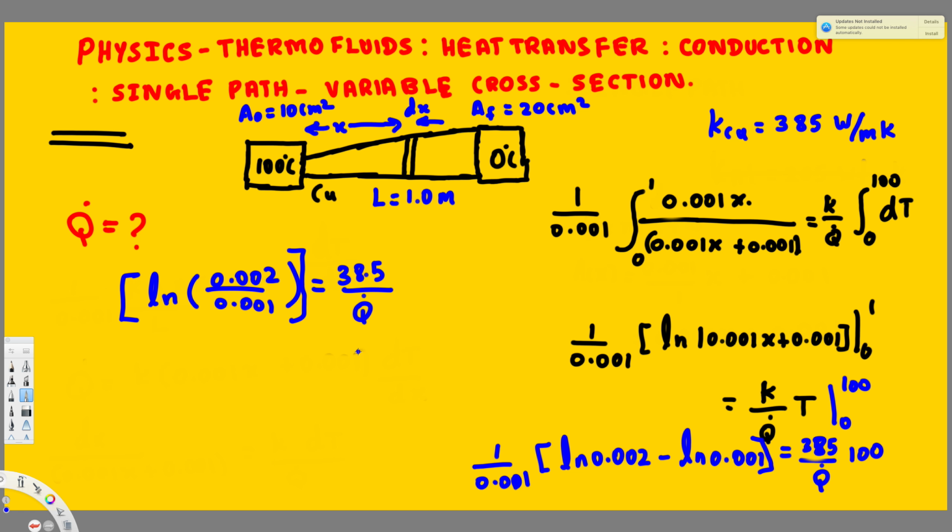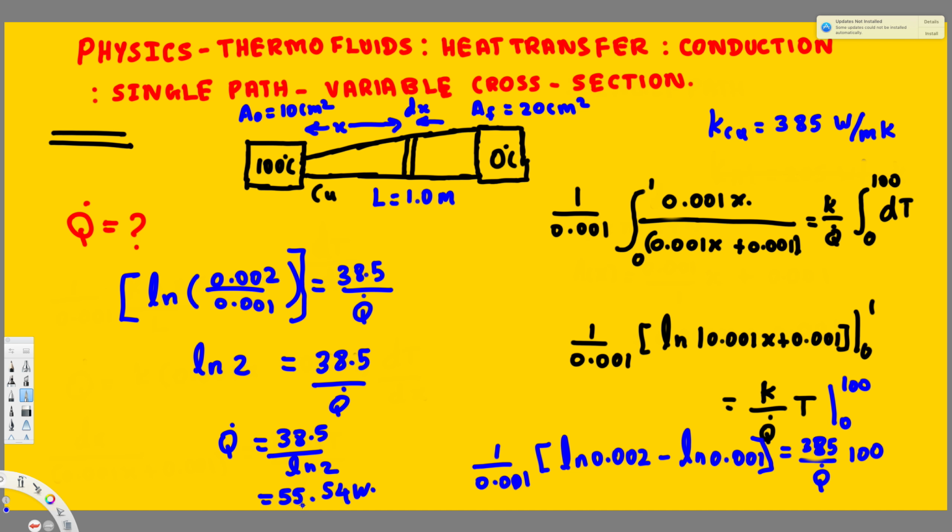Now our purpose is to find Q dot. If you simplify this one, that's going to give you ln 2, because 0.002 over 0.001 is the same as 2 over 1. So this is going to be ln 2, which is equal to 38.5 over Q dot. And from this one, you can calculate Q dot. Q dot is going to be equal to 38.5 over ln 2. If you calculate this value, you should get 55.54 watts, and that's going to be the final answer.